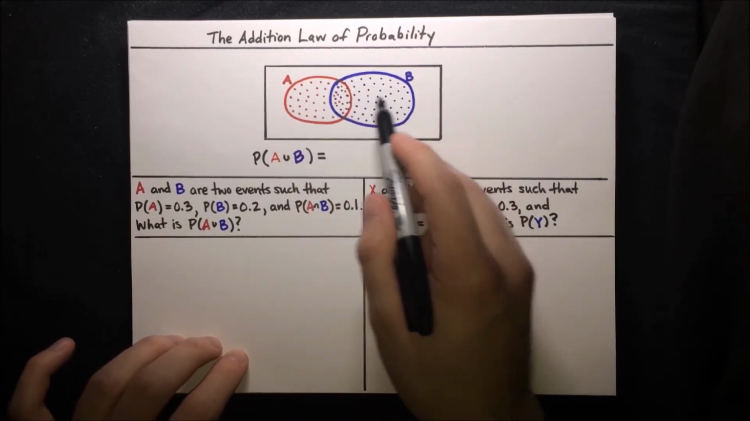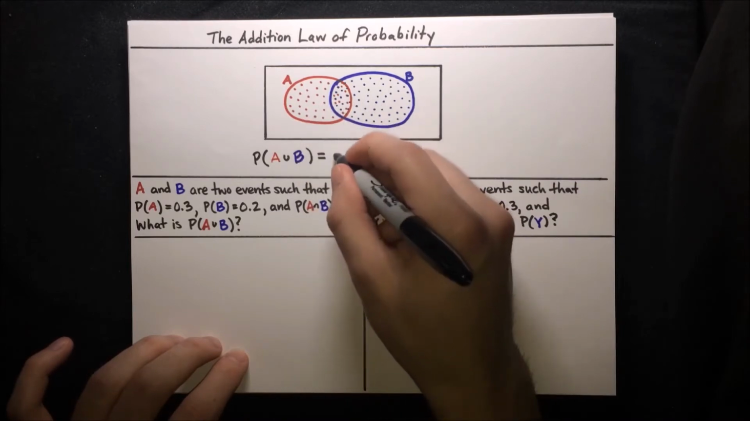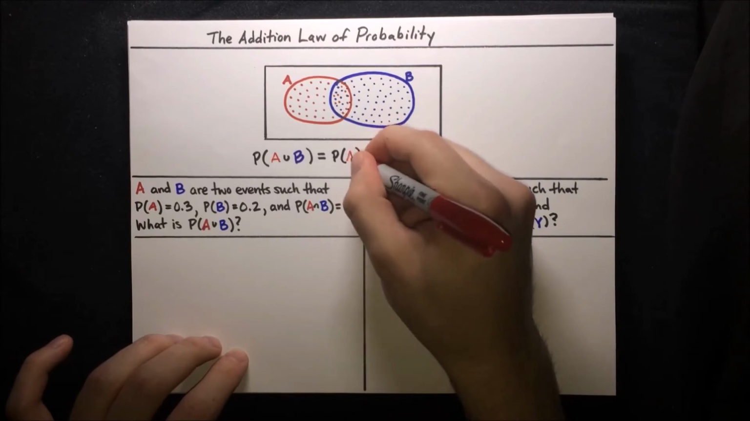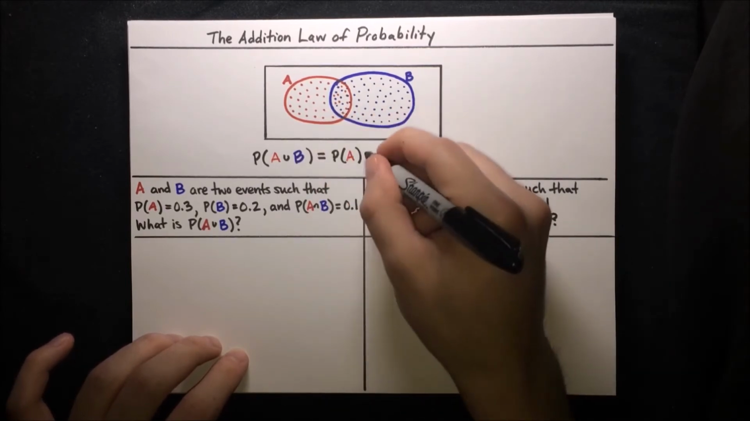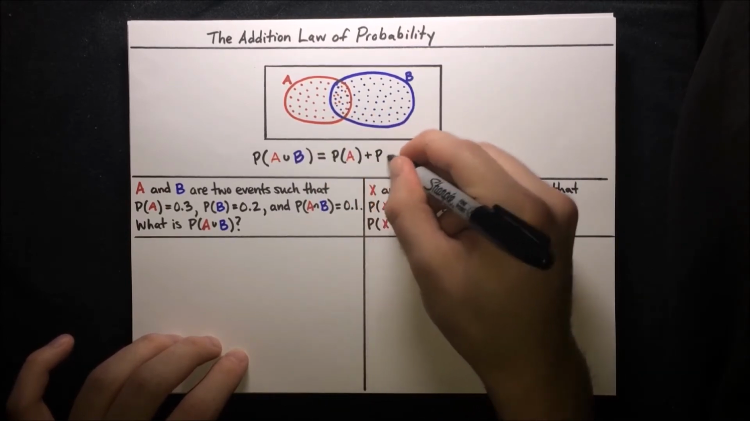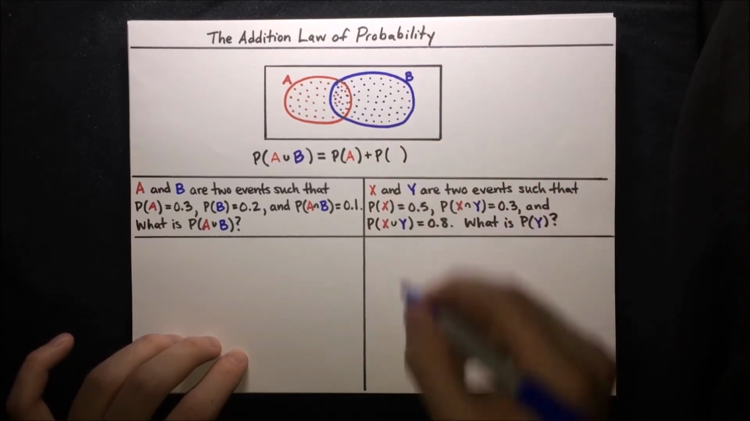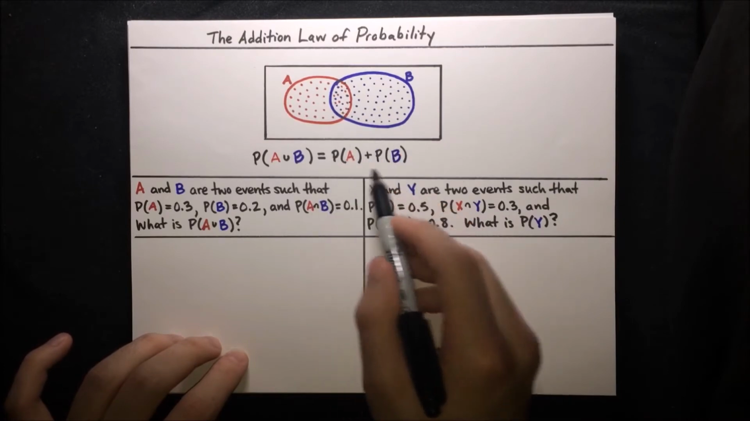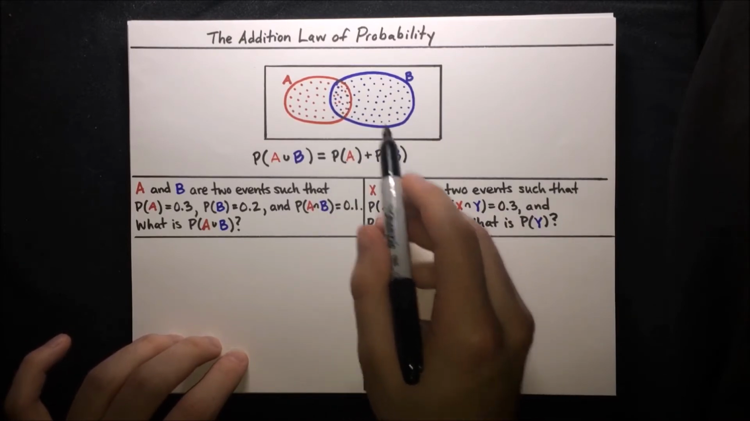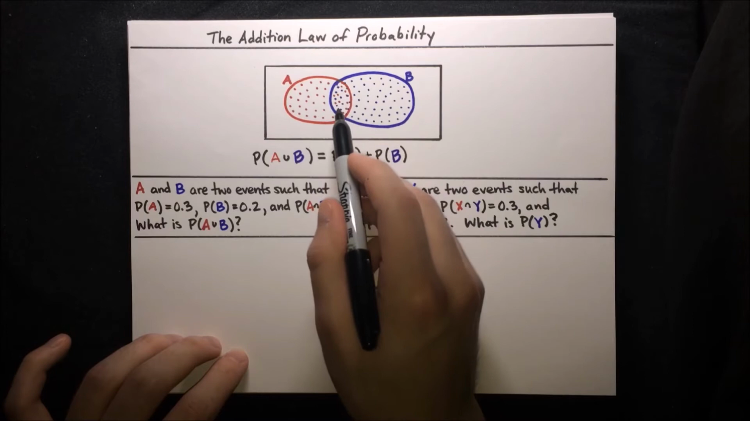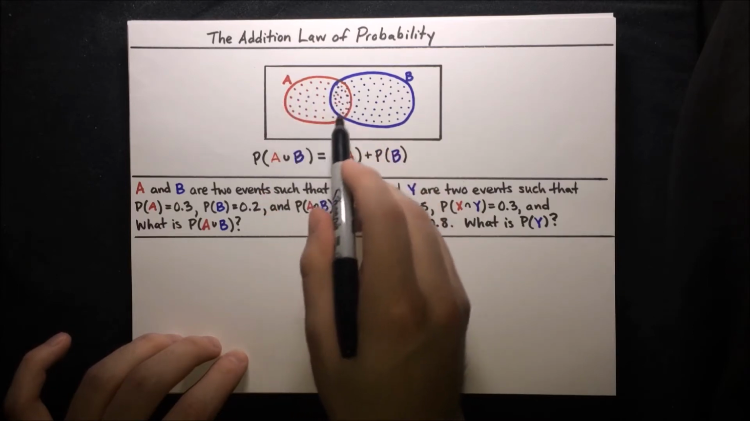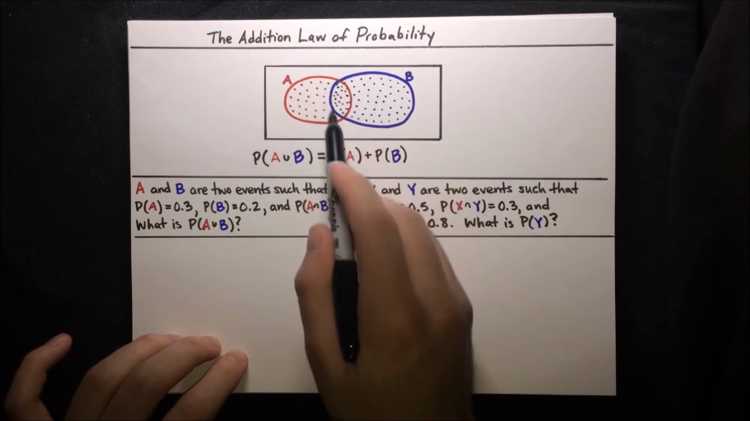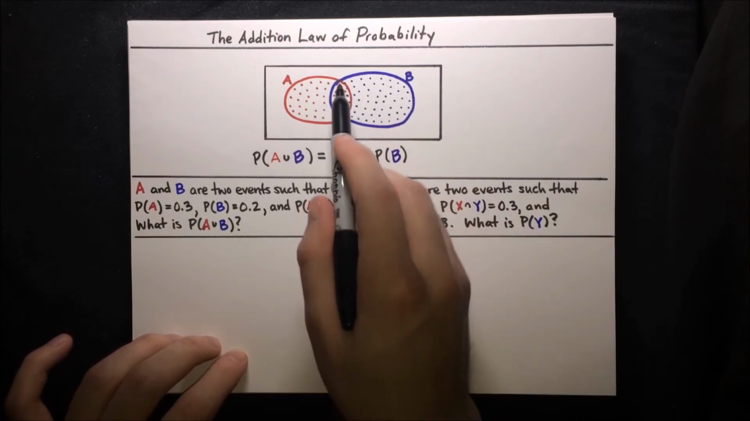Now, the way we can start out counting up all this area is just to take the area of A, the probability of A, and add that to the area or probability of B. But there's one issue with this formula as it is. That issue is that we're counting this overlap twice. We're counting it once when we add up the probability of A, and we're counting it again when we add the probability of B. And we only want to be counting it a single time.